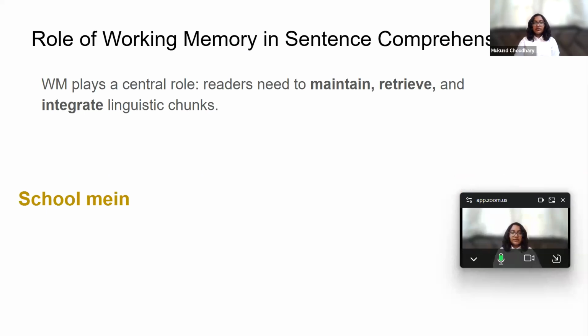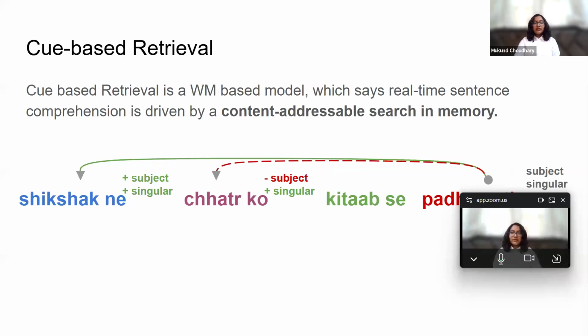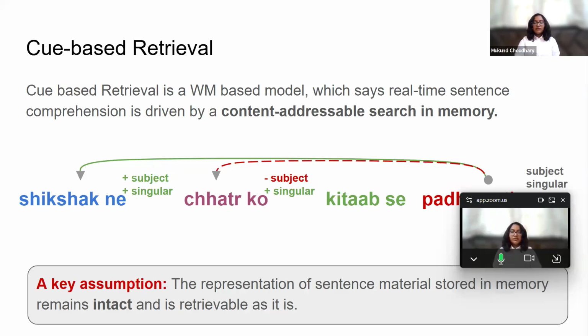Working memory is known to play a central role. Readers need to maintain, retrieve, and integrate linguistic chunks while reading sentences. Cue-based retrieval is a working memory-based model which says the comprehension process is driven by a content addressable search in the memory, which means cues encountered at the verb help readers search for the accurate subject noun that must agree with the verb. However, a key assumption of this model is that the representation of the sentence material is stored in the memory exactly how it is and is retrievable.